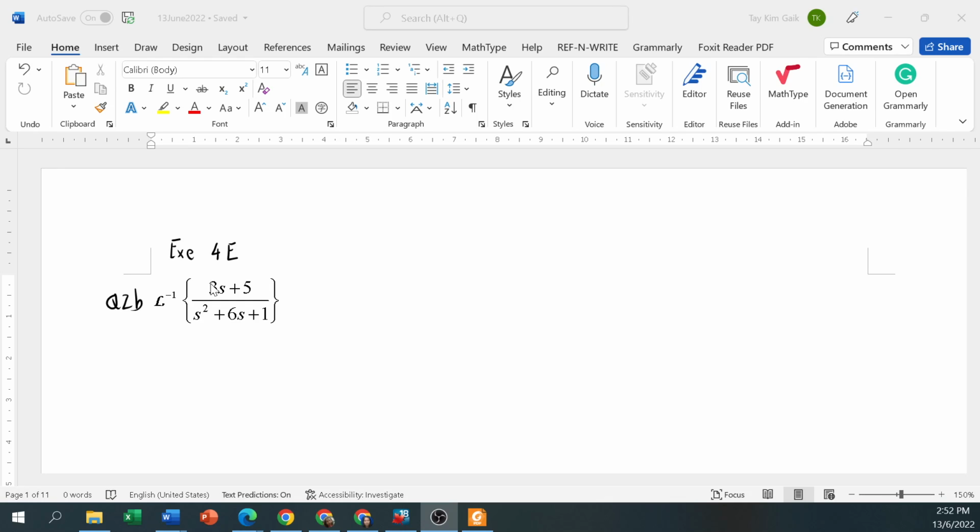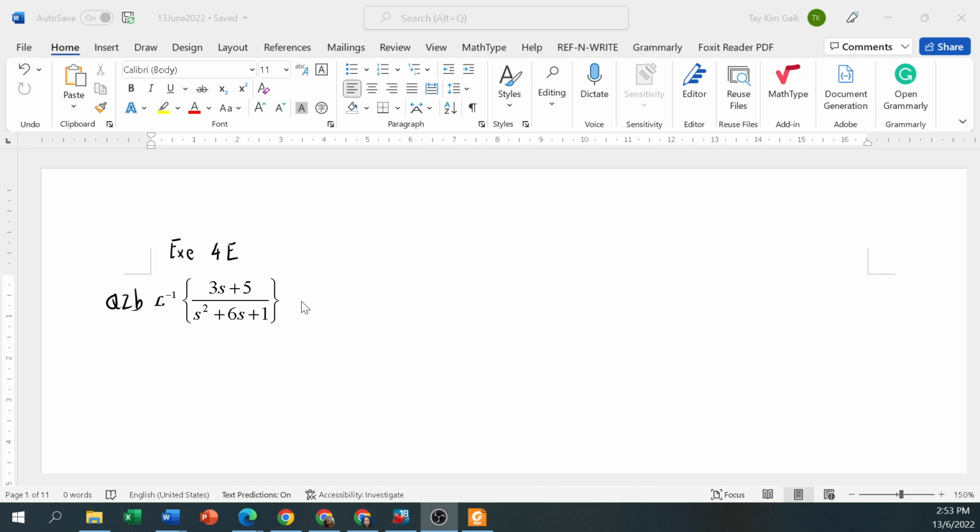Okay, question 2b from exercise 4e: find the inverse Laplace of (3s plus 5) over (s squared plus 6s plus 1). First of all, is it possible for you to factor s squared plus 6s plus 1? If yes, then you can solve it using partial fractions. If not, you have to do completing the square.